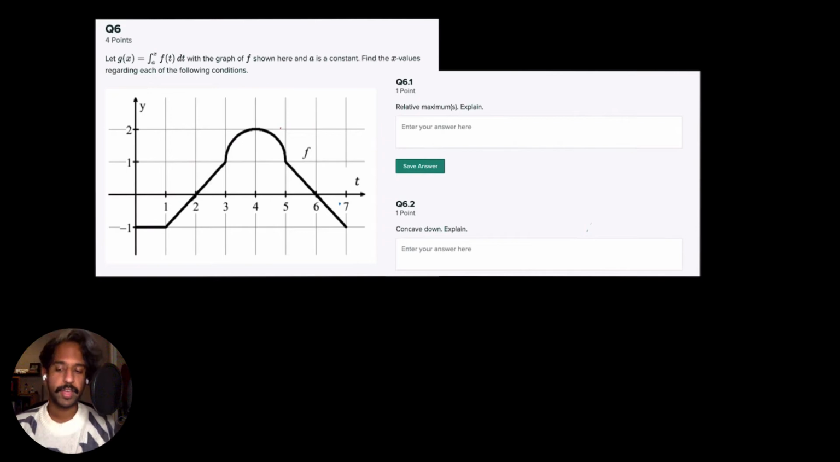We're told that g of x equals the integral from a to x of f of t dt, with the graph of f shown here. Not g, but f, and a as a constant, any constant. We're trying to find the x values that refer to these conditions for the function of g.